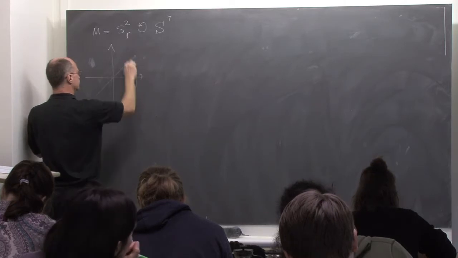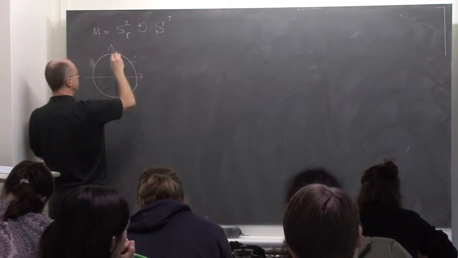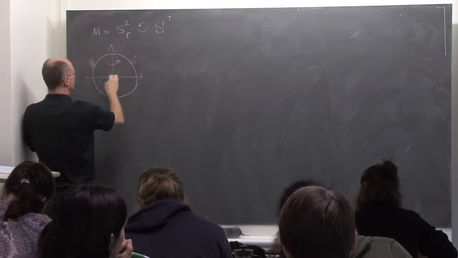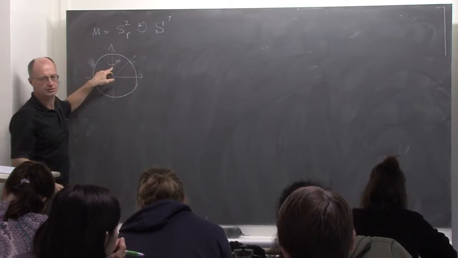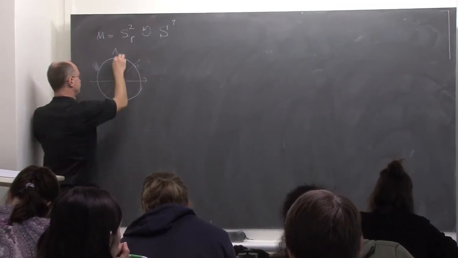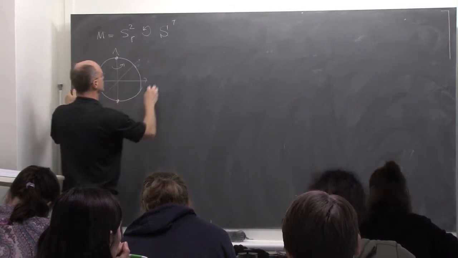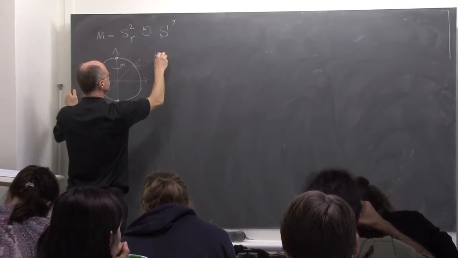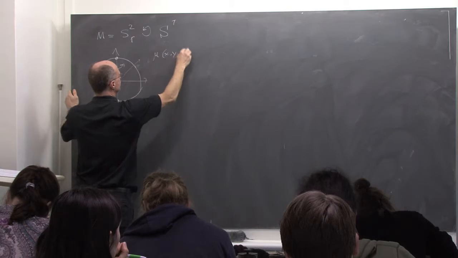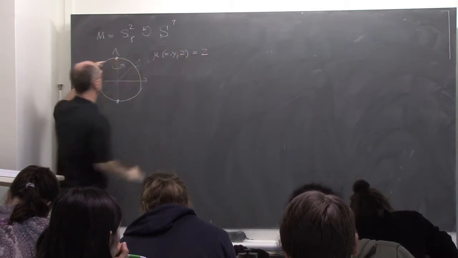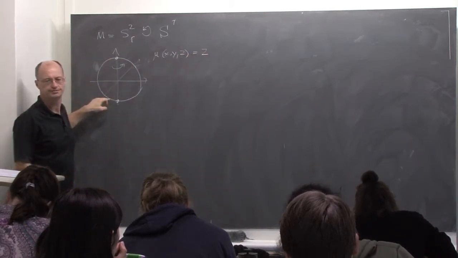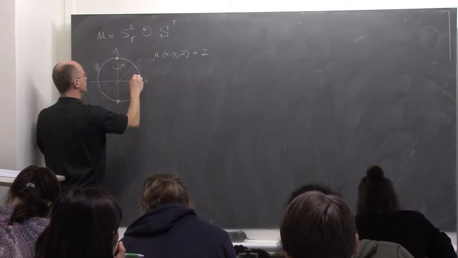So we can imagine what we call the two-sphere in R3. So that's the S1 action, and the moment map for this S1 action is just the z coordinate. So the radius is r.